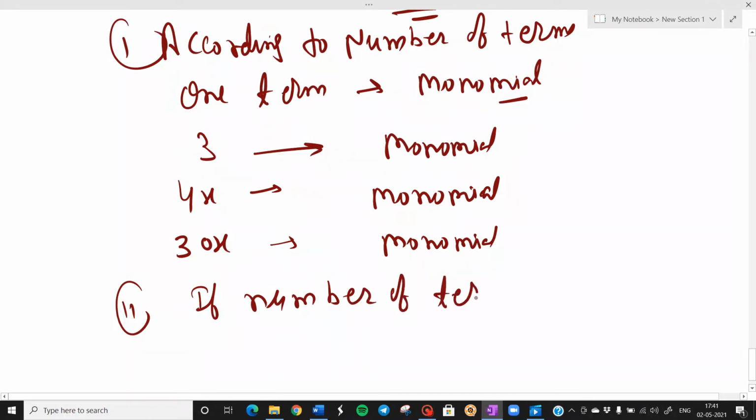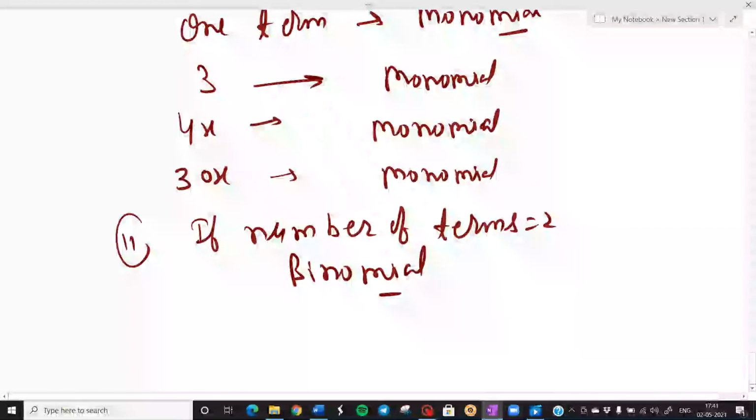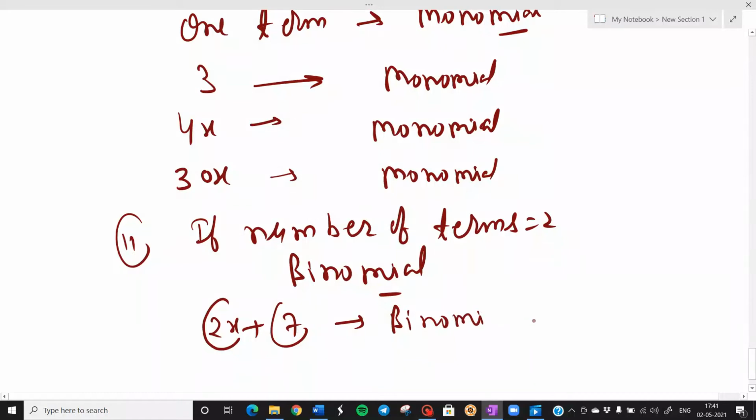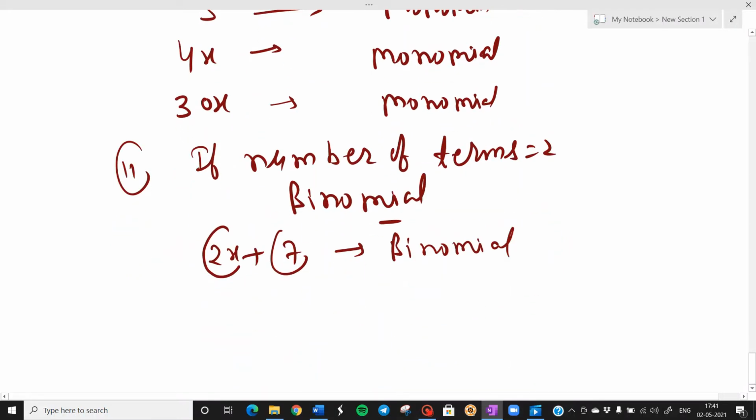And you already know that if number of terms is equal to 2, that is said to be binomial. ऐसा पोलिनोमियल जिसके अंदर केवल दो टर्म होती है, उनको हम कहते हैं बाइनोमियल. For example, I am taking 2x plus 7 having two terms, one is 2x, other is 7, so it is binomial. And I am taking here 3x square plus 70x. Yes, here are two terms, one is 3x square, other is plus 70x, that is also binomial.